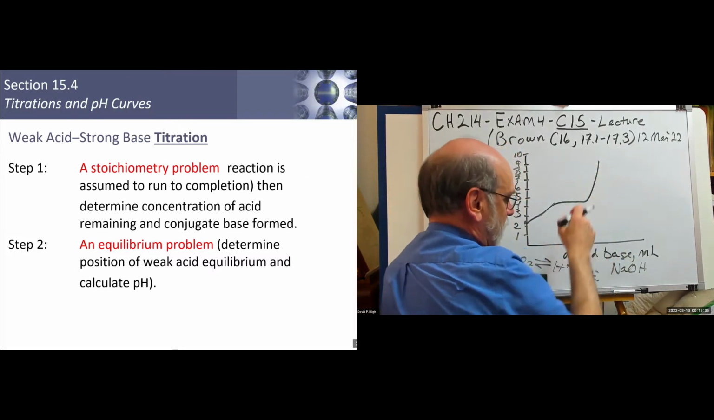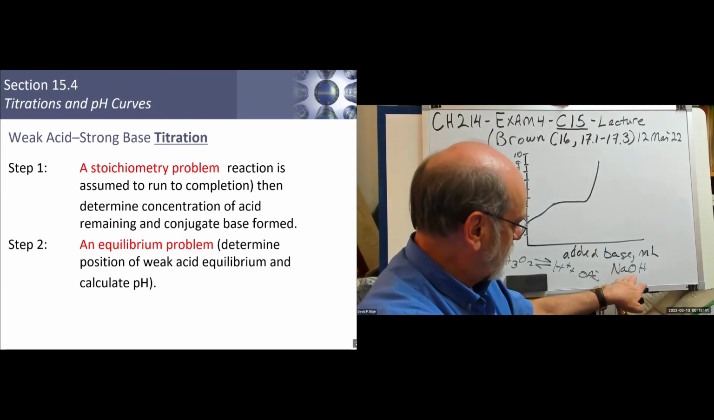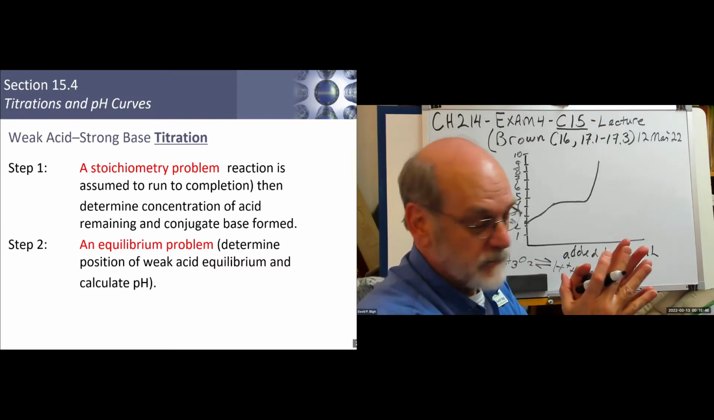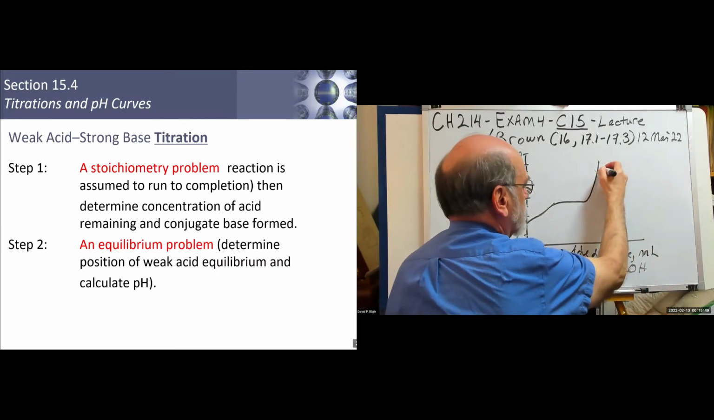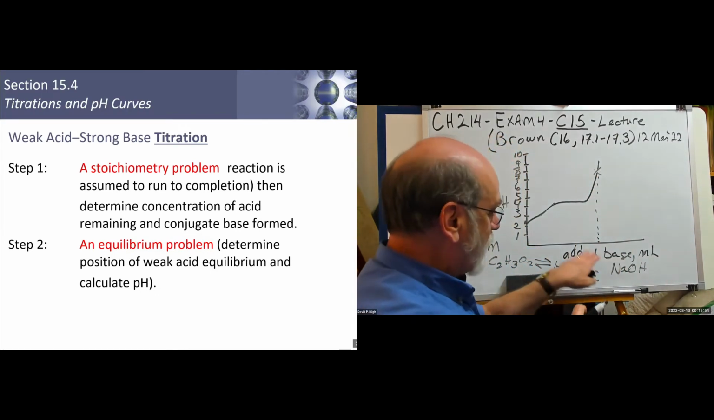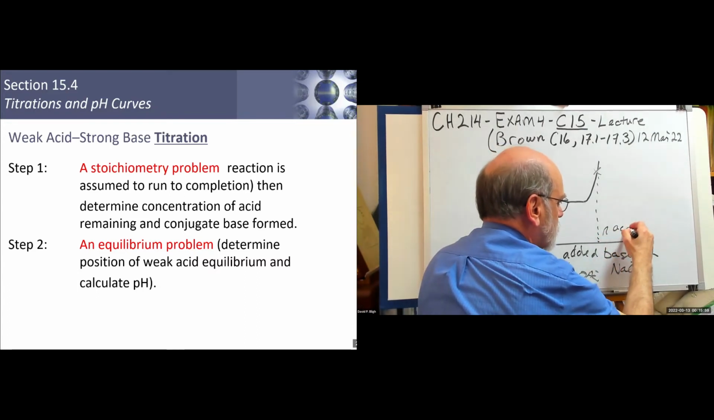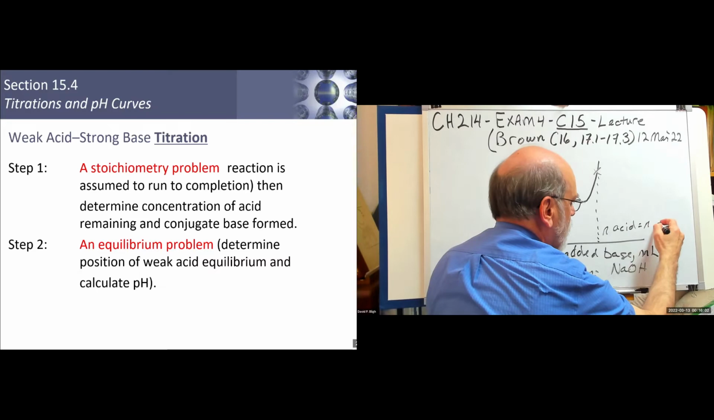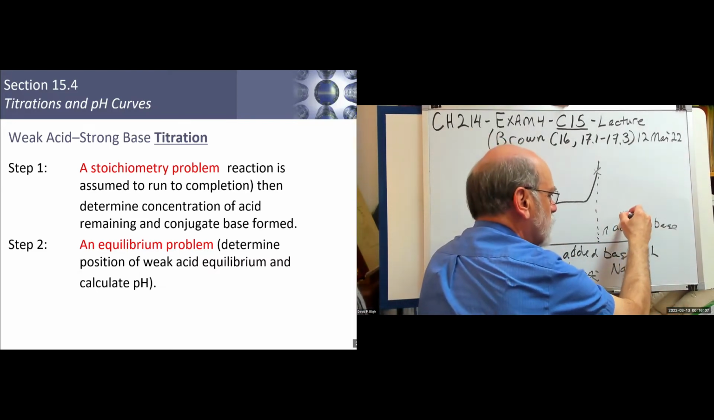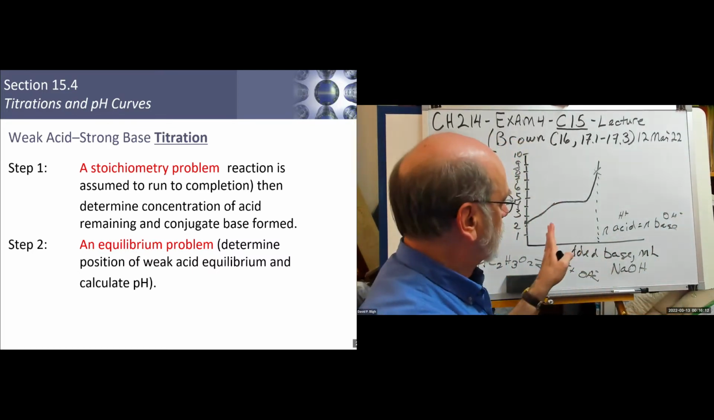And at some point in here, you reach equivalence where you've got an equal amount of sodium hydroxide and acetic acid, and they're neutralized. And that's your equivalence point. So at this point, the moles of acid equals the moles of base. And by this, I mean the moles of hydrogen ions equals the moles of hydroxide ions. That's your equivalence point.